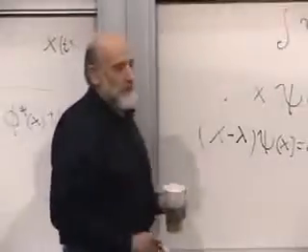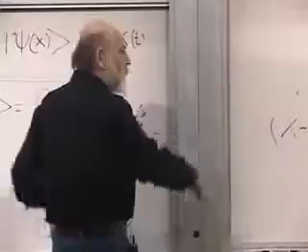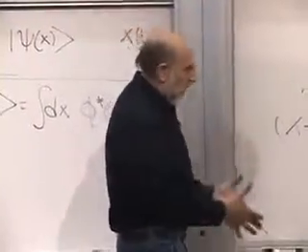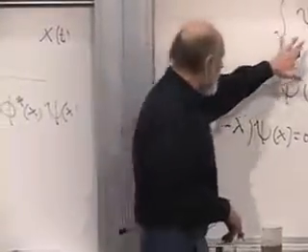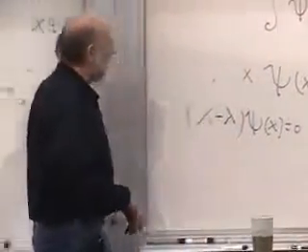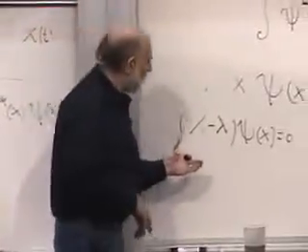The interpretation of that will become clear in a little while. So it doesn't leak off to very, very large distances and get bigger and bigger. It goes to 0, an assumption, fast enough to make this integral converge. Okay, so let's take (x minus lambda) psi of x equal to 0.